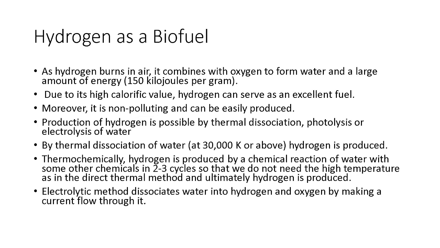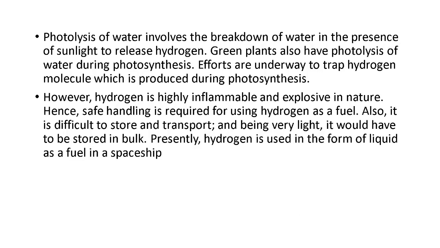Okay, thermochemically, hydrogen is produced by chemical reaction of water with some other chemicals in 2 to 3 cycles, so that we do not need the high temperature as in the direct thermal method, and ultimately hydrogen is produced. So as we know, the pure form of hydrogen we can produce only by chemical reactions. Okay, so we need a high temperature, but the electrolytic method dissociates water into hydrogen and oxygen by making current flow through it. Okay, and photolysis involves breakdown of water in the presence of sunlight to release hydrogen.